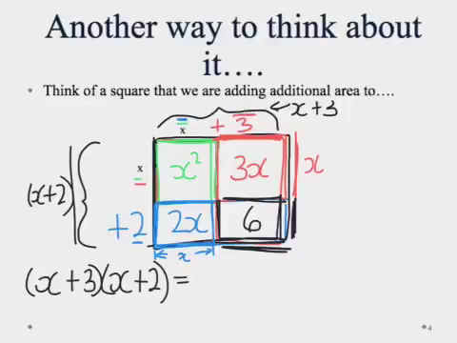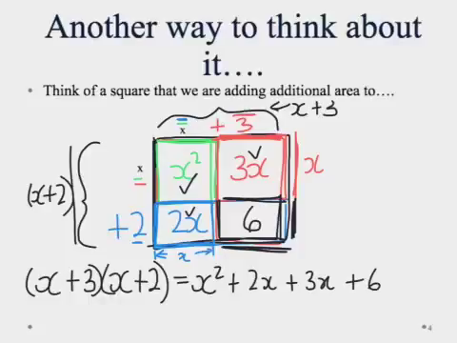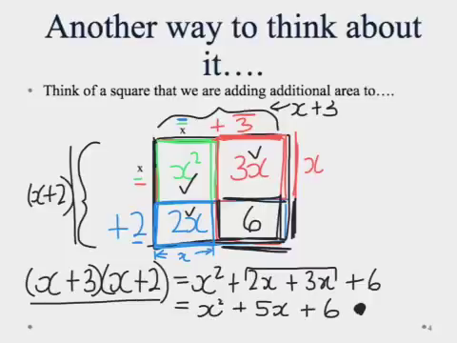So the total area now is x squared, which is that one, plus 2x, which is that one, plus 3x, which is that one, plus 6. Collecting like terms, we have x squared plus 2x plus 3x is 5x, and 6. And there we are. This answer here is the same as the one we got previously. It's x squared plus 5x plus 6.